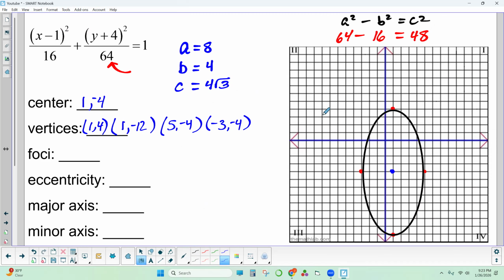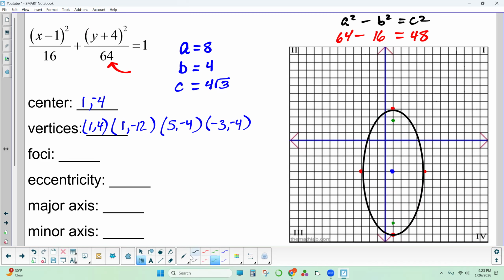All right. Now that we have a, b, and c, we can write the foci. So 4 root 3, easier to estimate the square root of 48. So the square root of 48 is almost 7. So it's between 6 and 7. So I'm going to go to my major axis. I'm going to go up 1, 2, 3, 4, 5, 6, and here's 7. I'll just go in the middle. But that is almost 7. And now we'll go back to the center and go down 1, 2, 3, 4, 5, 6 and a half. And there is my foci.